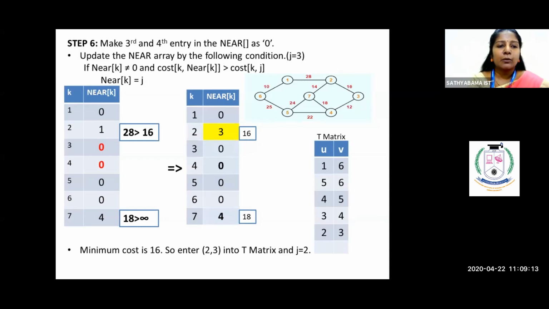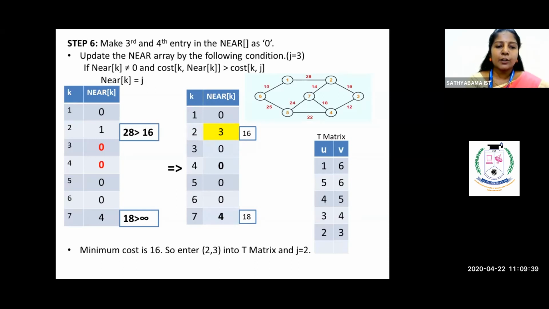Now look at the second one. 2 comma 1, what is the edge cost? It's 28. And k comma j: the k value is 2 here, and the j is 3. 2 comma 3 is 16. 28 is greater than 16, so the condition is satisfied. So we are going to update the j value in the second entry in the updated array. So 3 is updated there.